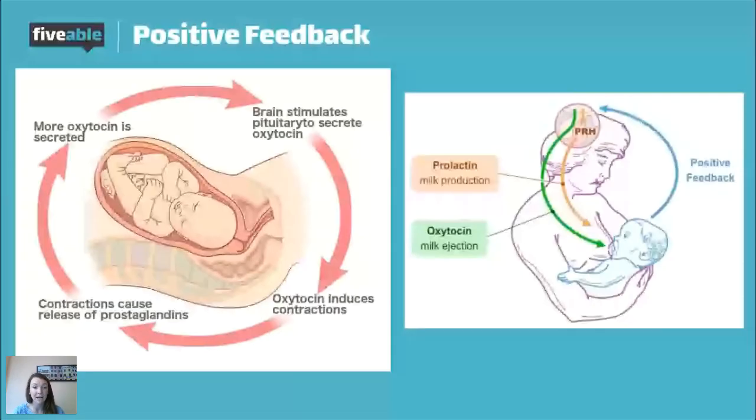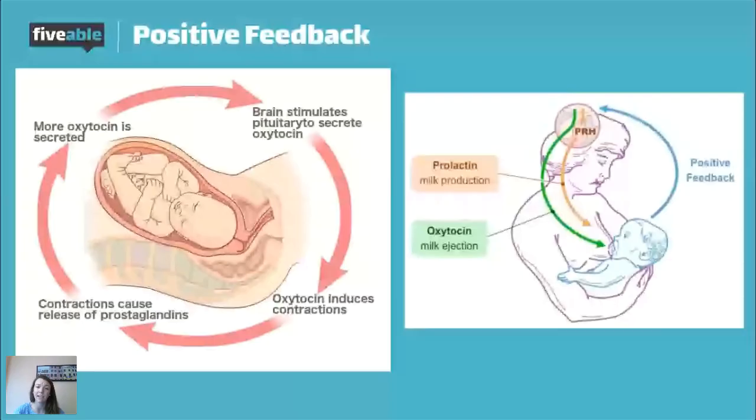Okay, but those levels are not going to go down unless the stimulus is removed. They're increasing, increasing, increasing. So more of the thing makes more of the thing makes more of the thing. That's positive feedback, and this is also an endocrine example.